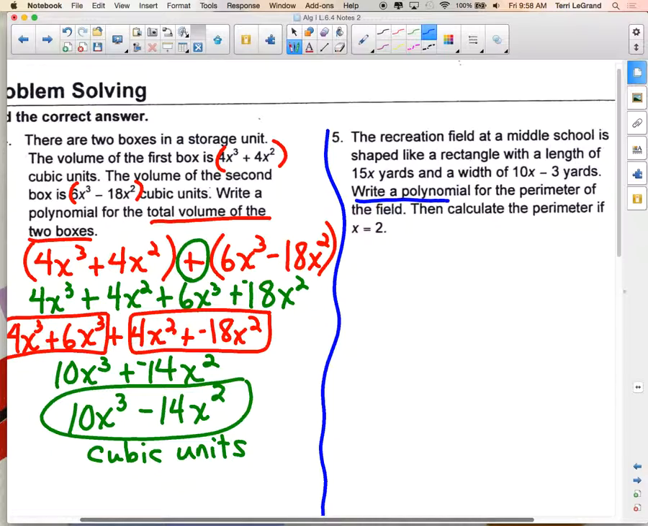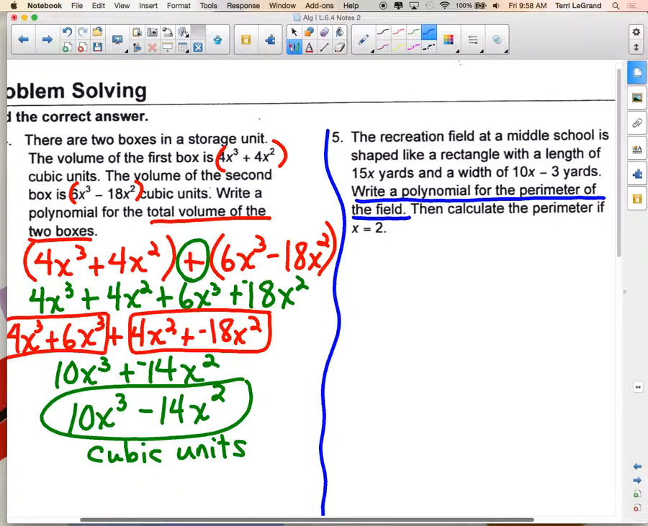Okay, so I would suggest that we find a perimeter statement for this first, because it says right here, write a polynomial for the perimeter of the field. When they say write a polynomial for the perimeter of the field, they mean a simplified one, you've done everything you can to get it as few terms as possible and in standard form. So, perimeter, how do we find perimeter of a rectangular field? Length times 2 plus width times 2. 2 lengths and 2 widths added together.